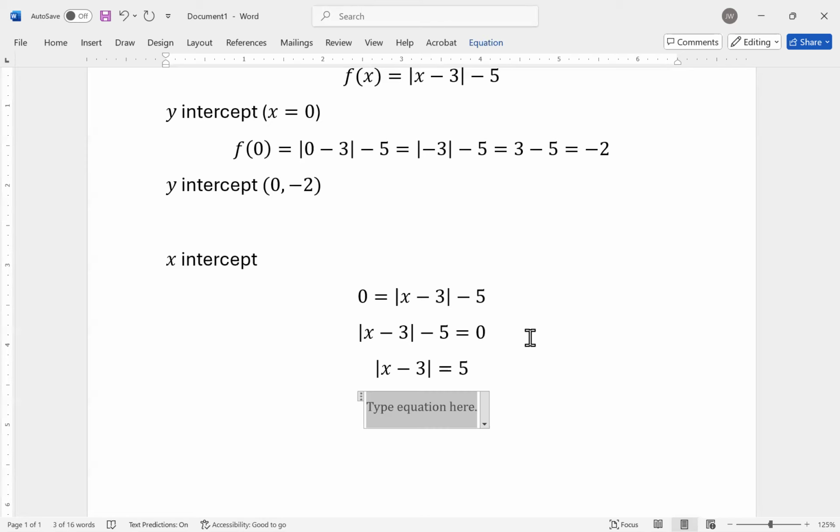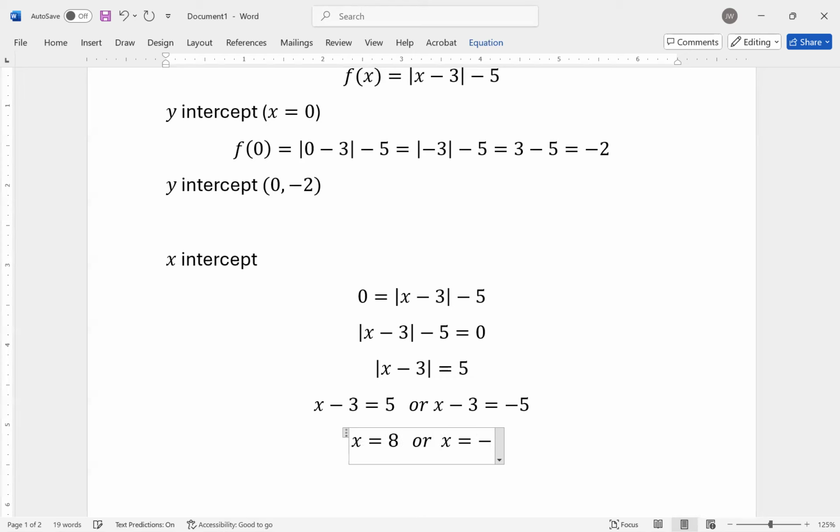Now I have two different equations. Either x minus 3 is equal to positive 5 or x minus 3 is equal to a negative 5. Solving each of these, I'd have to add 3 to both sides. That would give me x is equal to 8 or x is equal to negative 2.